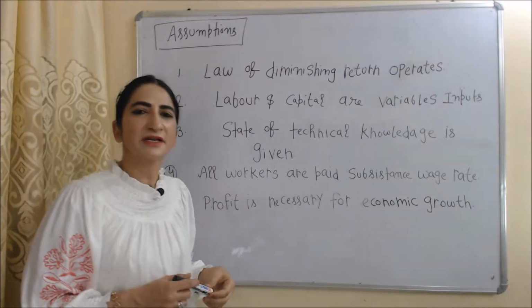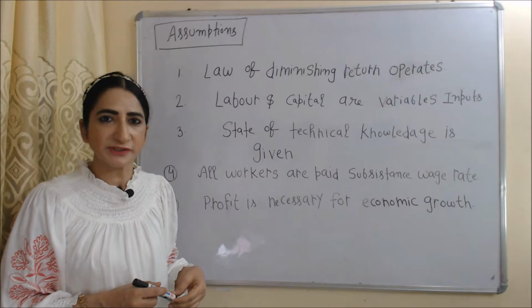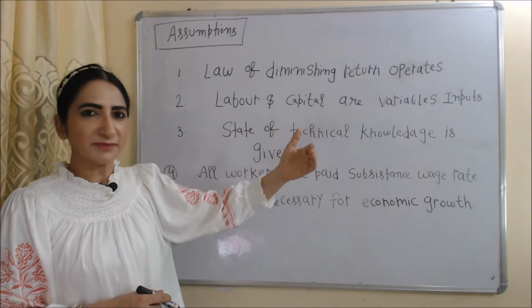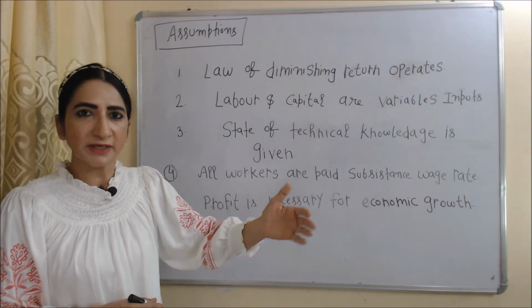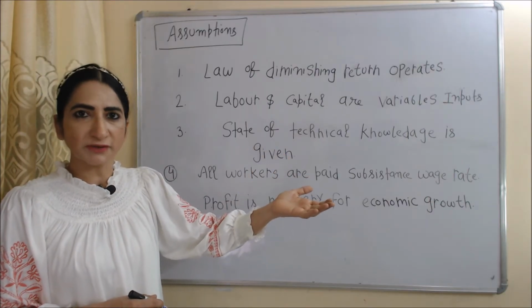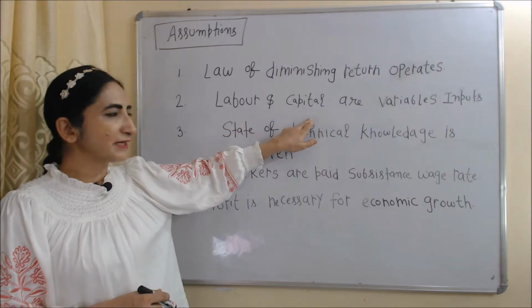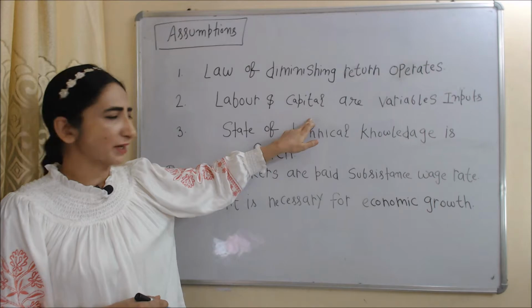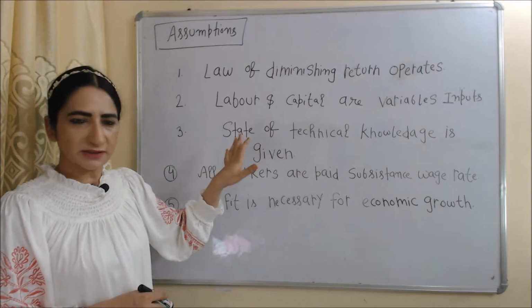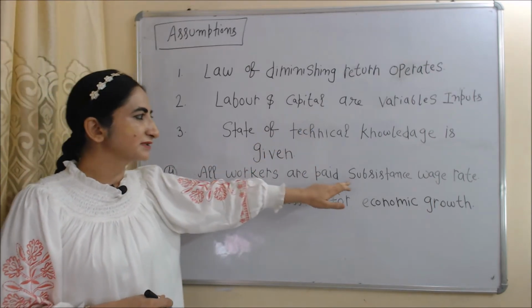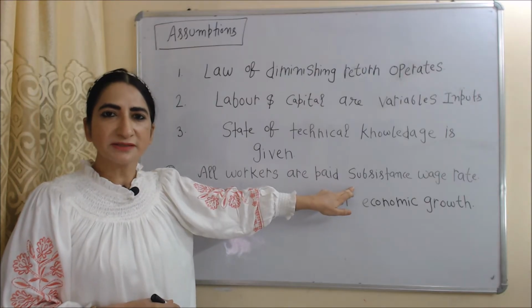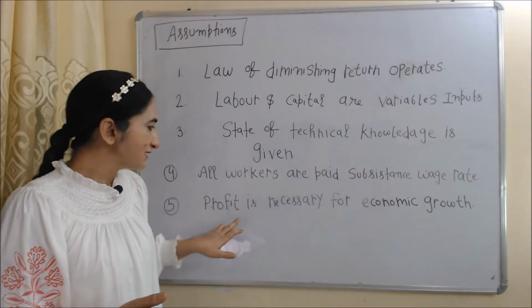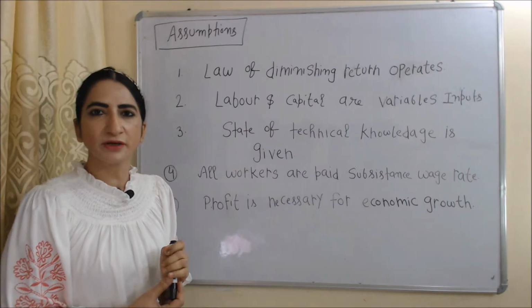and rent. Now we are going to talk about assumptions of this theory. First assumption is law of diminishing returns operates. That means as we increase supply of labor, their marginal product and average product will fall. Labor and capital are variable inputs. That means we can change labor and capital as per requirement. State of technical knowledge is given. All workers are paid subsistence wage rate. Subsistence wage rate is the lowest wage rate that allows workers to survive only. Last is profit is necessary for economic growth.